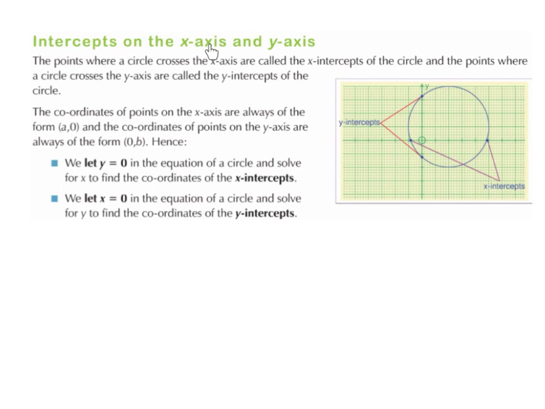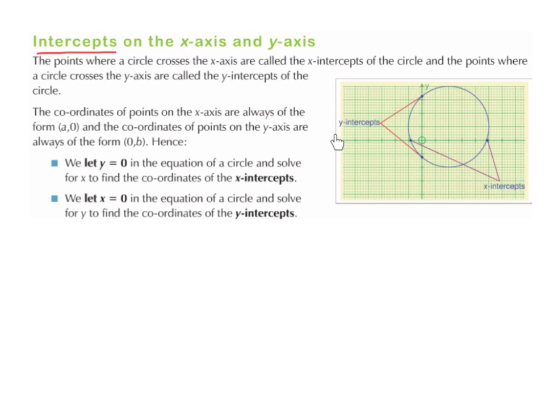Intercepts on the x-axis and y-axis. In terms of circles, intercepts are the points at which the circle crosses the x and y-axis. If we have a look at our diagram here, this is our x-axis, this is our y-axis, and this is our circle. So this point and this point are both known as x-intercepts because they are intercepting the x-axis.